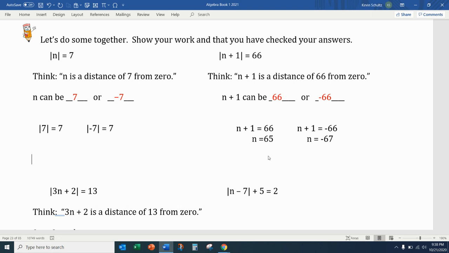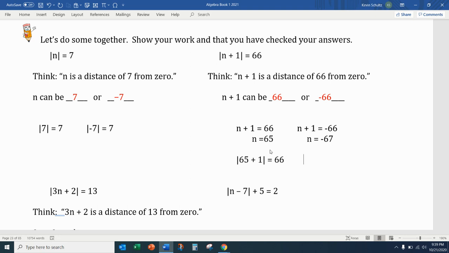To check, we just go back to the original equation and say, is the distance of 65, replacing n with 65, 65 plus 1, is that 66 away from 0? Well, because 65 plus 1 equals 66, yes, it's a distance of 66 away from 0.